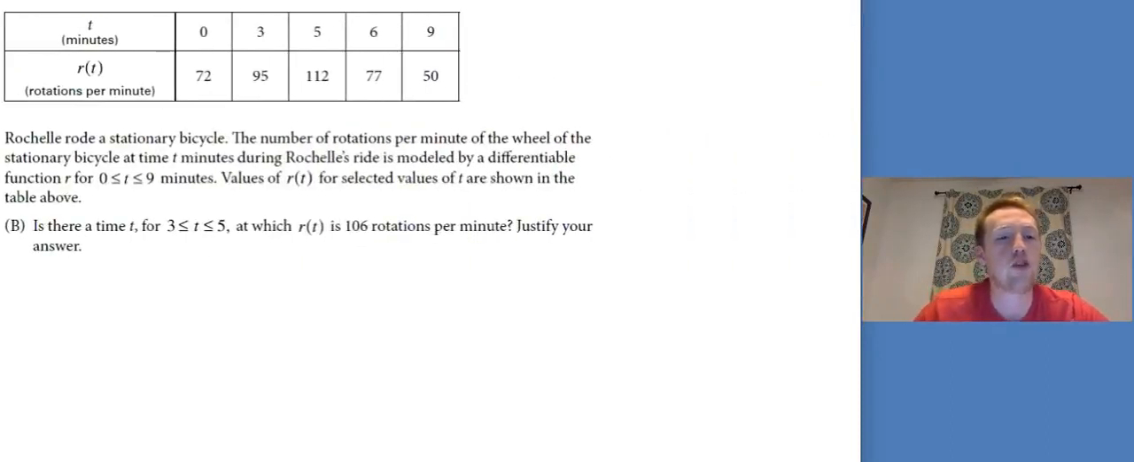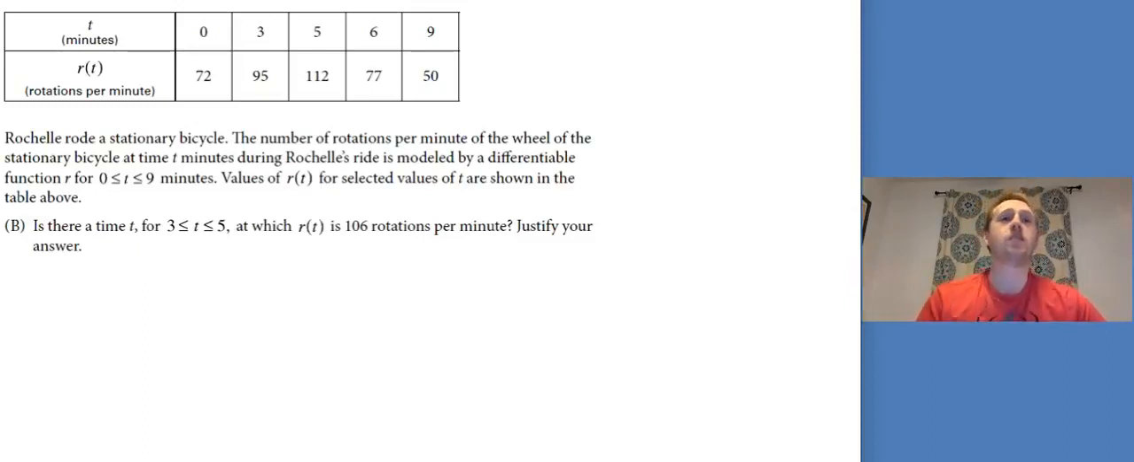Okay, we've got Rochelle riding a stationary bicycle. The number of rotations per minute of the wheel of the stationary bicycle at time t minutes during Rochelle's ride is modeled by a differentiable function r on the interval 0 to 9. Values of r of t for selected values of t are shown in the table above. Is there a time t for 3 less than or equal to t less than or equal to 5 at which r of t is 106 rotations per minute? Justify your answer. Okay, so I'm showing the existence of some function value. Is r of t ever equal to 106? That's why I know I'm going to use the intermediate value theorem.